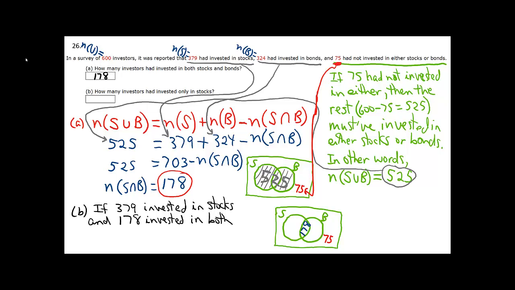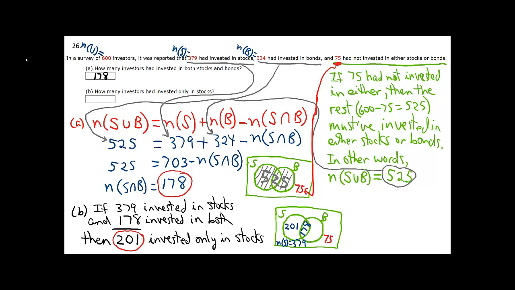If 379 invested inside the stock circle, but 178 are in the overlap, if you subtract 379 minus 178, you get 201. Those are the people who invested in stocks but not bonds, and that's what question B is asking for. How many investors had invested only in stocks?